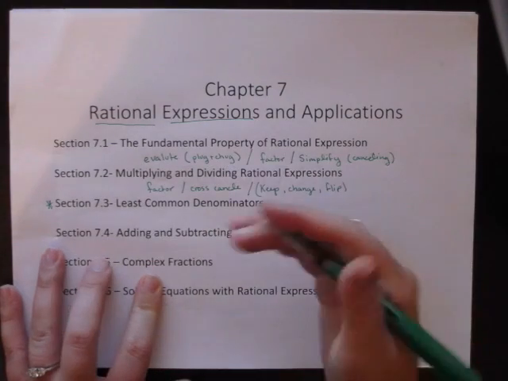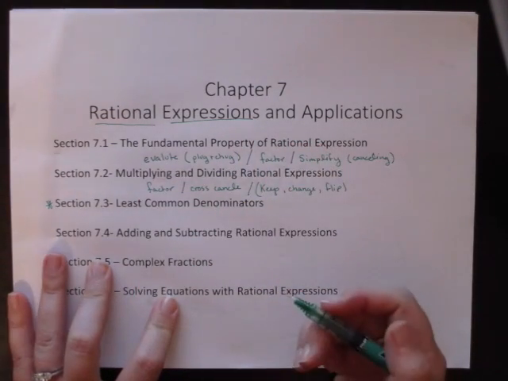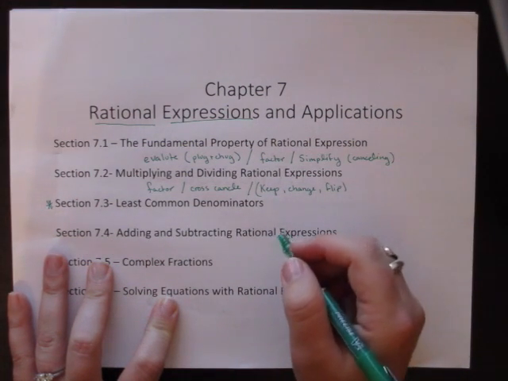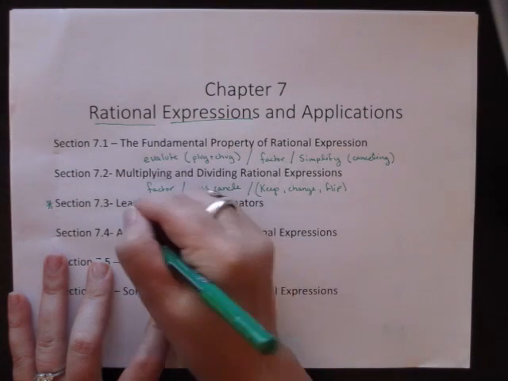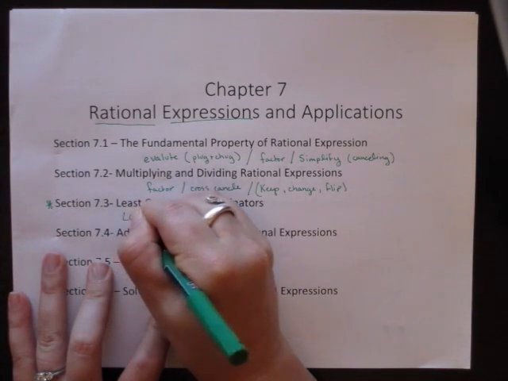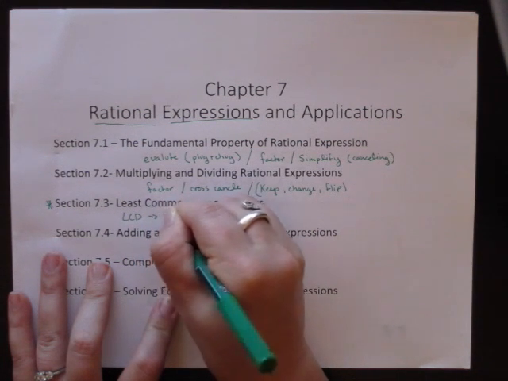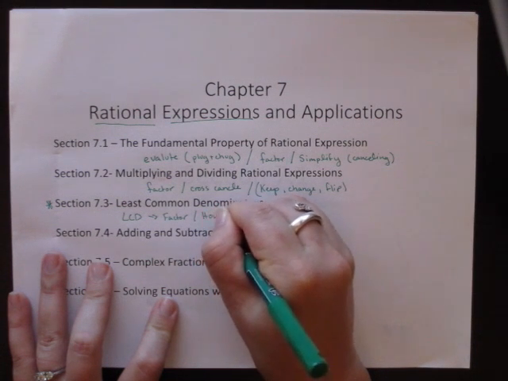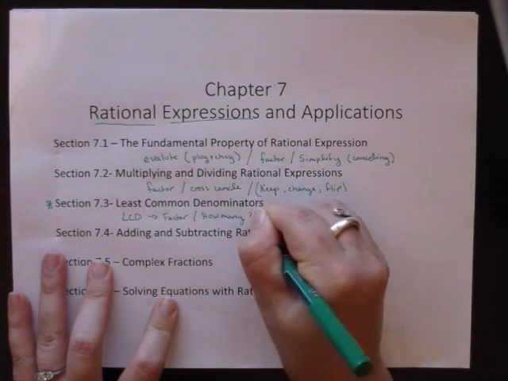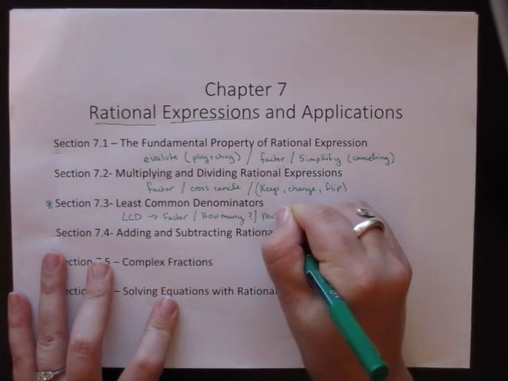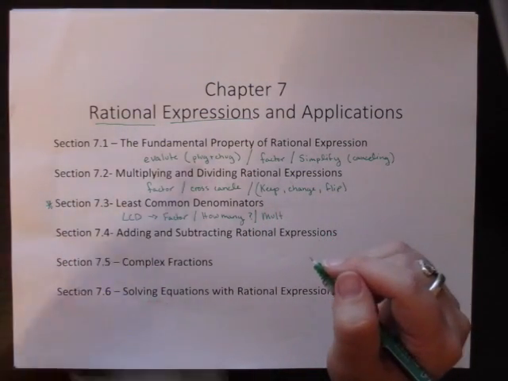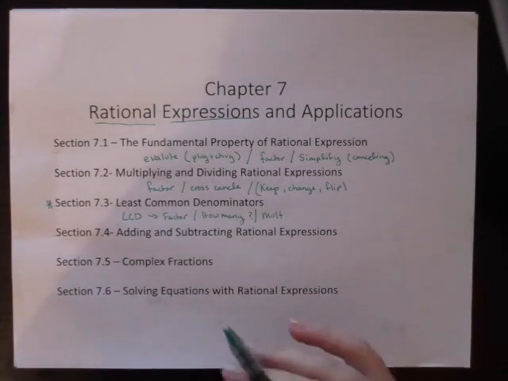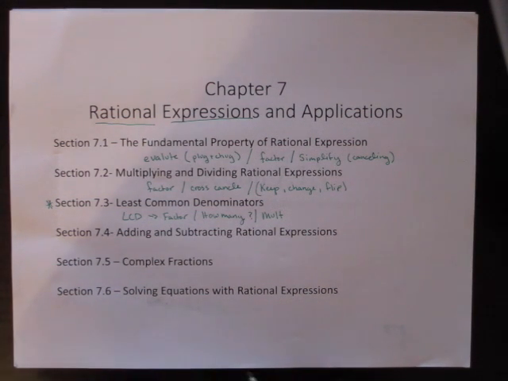So section 7.3 is going to set us up for the rest of chapter 7, and we're going to deal with least common denominators. Whenever you have least common denominators, the first thing you want to do is find the LCD. You do this by factoring. Then you ask how many. And then you multiply the factors. So least common denominator, we call it the LCD. We talked about that a little bit at the end of chapter 6, in 6.5.